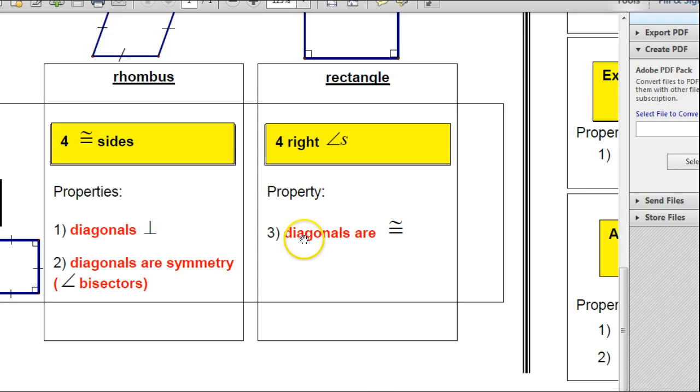What else? Now here's a property. Whoops, I'm looking at the wrong thing. Here's a property of a rhombus: the diagonals are perpendicular. So if there's a statement that says the diagonals are perpendicular, or something that allows us to know that the diagonals are perpendicular, then that would prove it. Because if we already know it's a parallelogram, the only kind of parallelogram that has perpendicular diagonals is a rhombus.